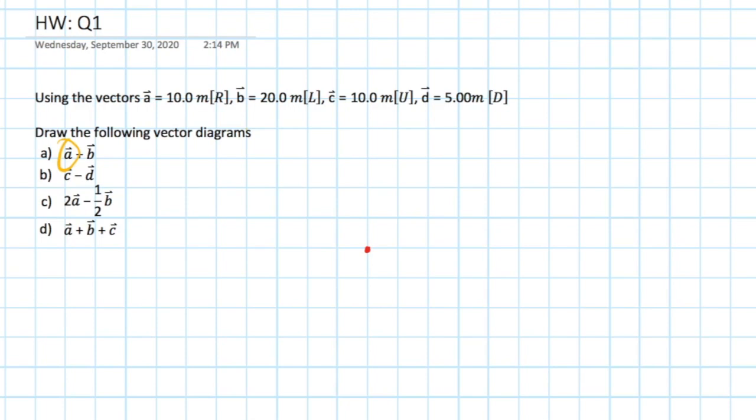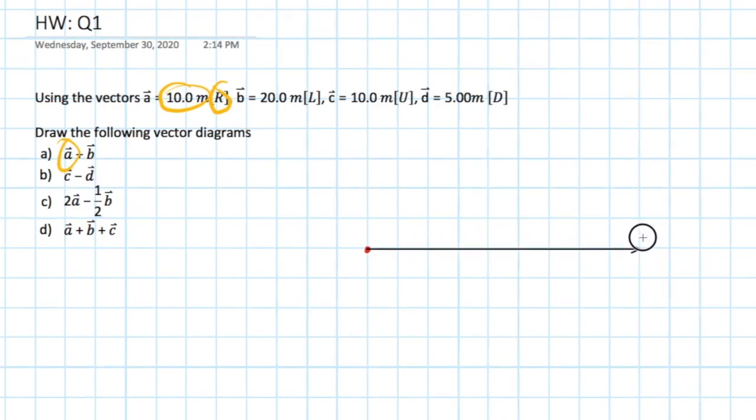So vector A has a magnitude of 10 meters, and we're going to the right. In this case, we can do a 1-to-1 scale where 1 tile is equal to 1 meter. So when we start to draw, we just count. 1, 2, 3, 4, 5, 6, 7, 8, 9, and 10. So this is our vector A.